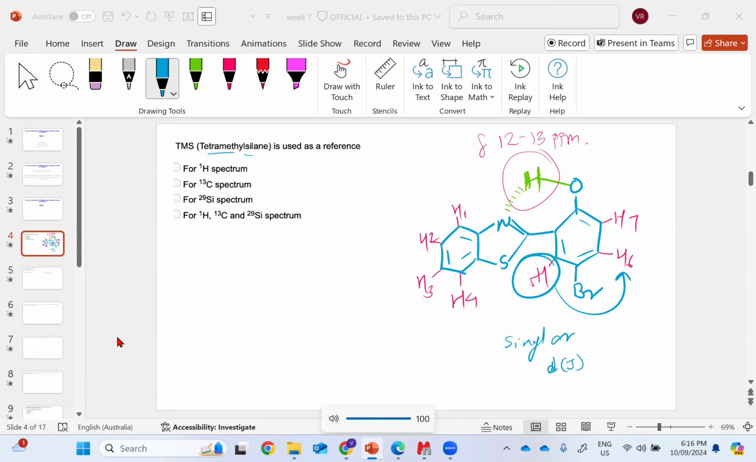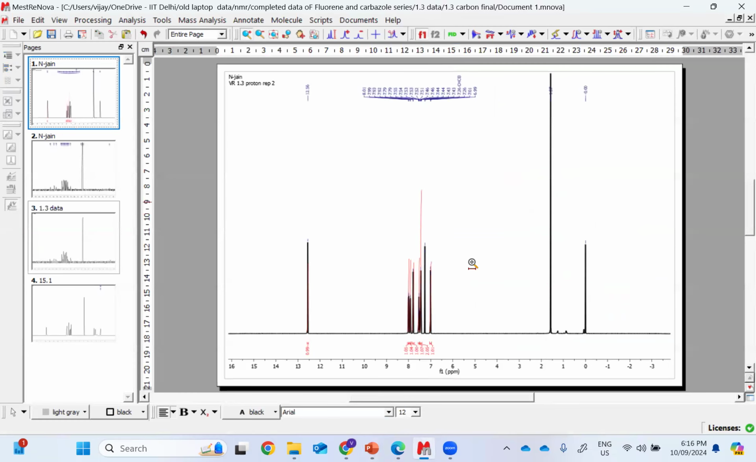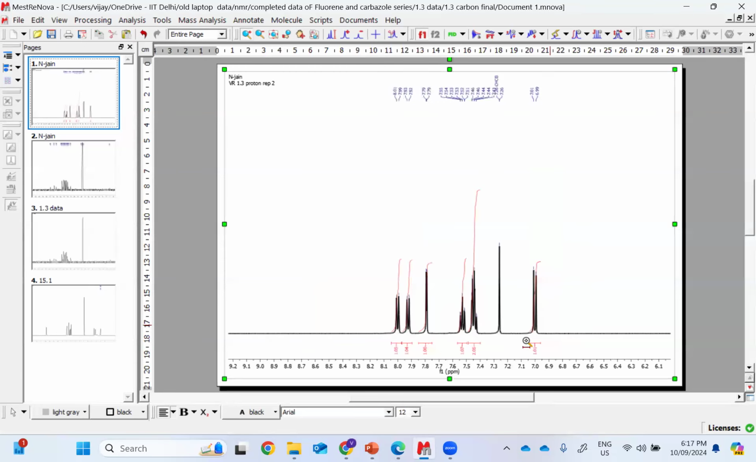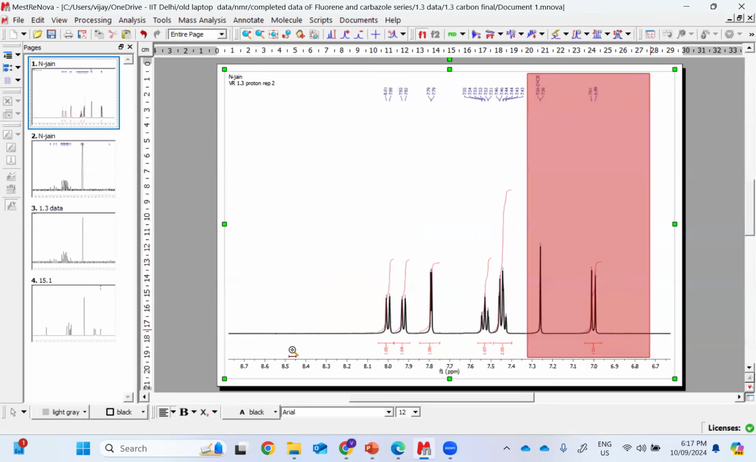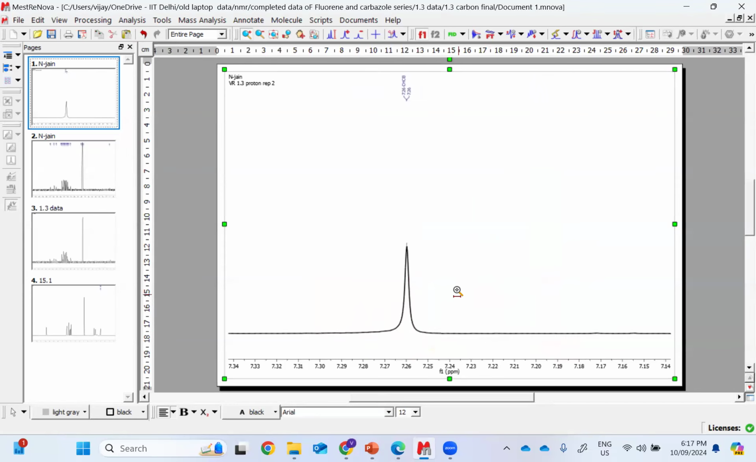Why does the CDCl3 peak split into a triplet? Why is CDCl3 split into a triplet in the carbon NMR spectra, right? Yes, sir. This is the proton spectrum, and if you look at it, the signal here is due to CHCl3, not CDCl3, because of the CHCl3 impurity.